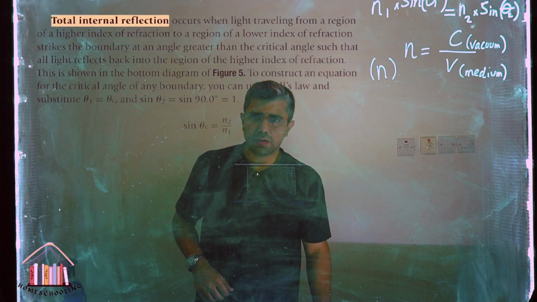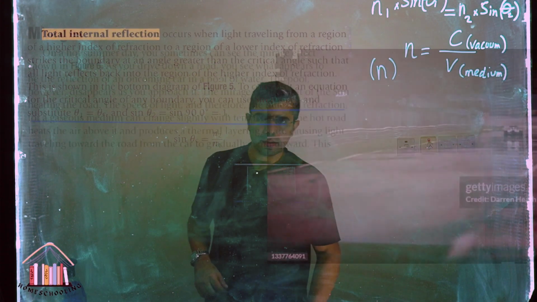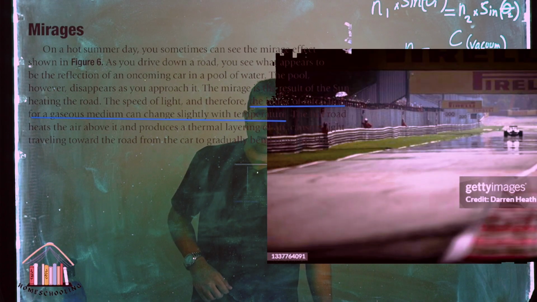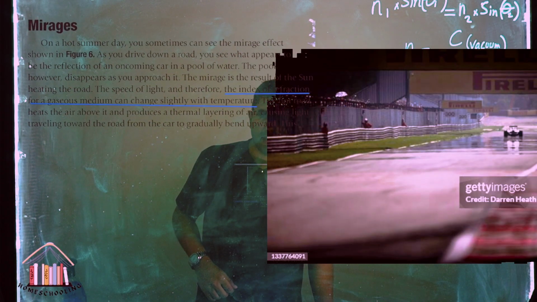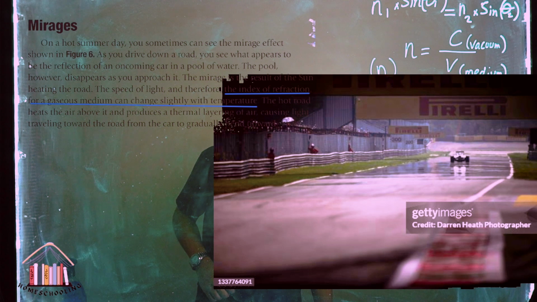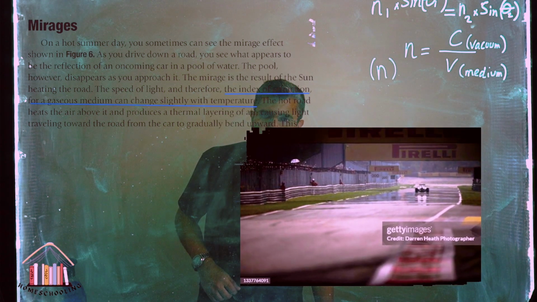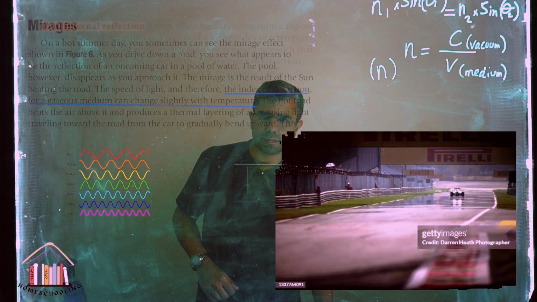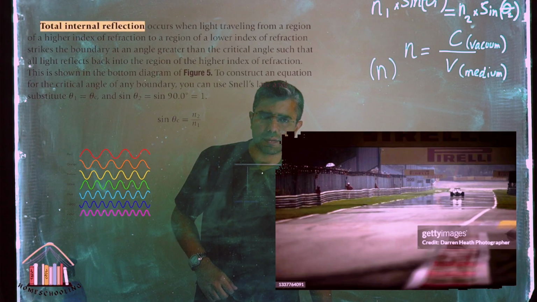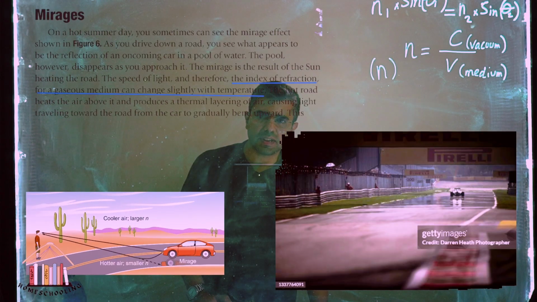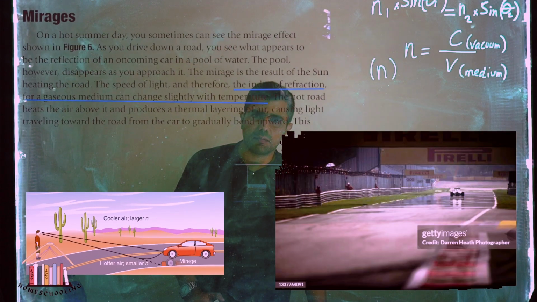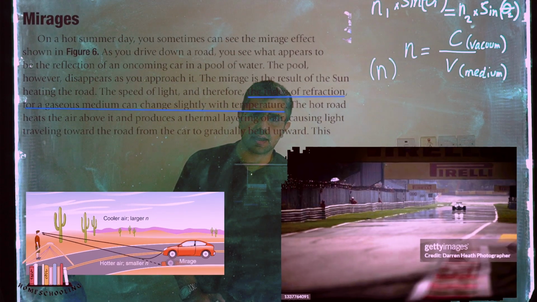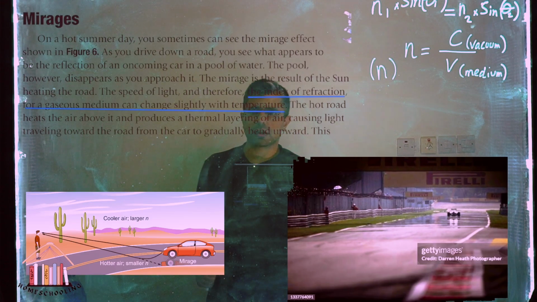Right, so let's continue. We are approaching the end of the lesson, talking about the mirage effect. In the case of this effect, it mostly happens on a very hot day where the temperature is so high.